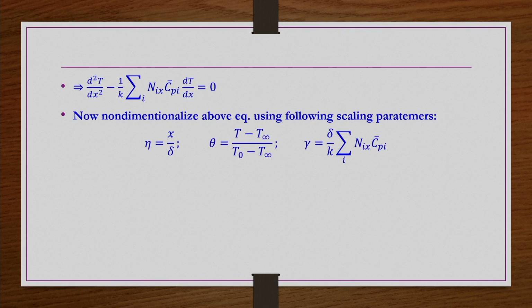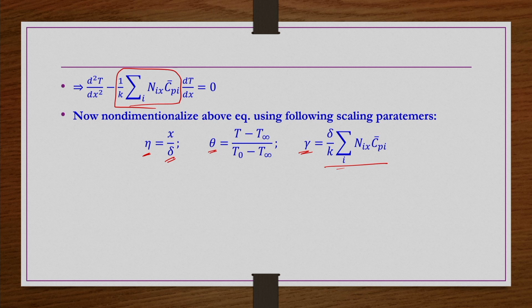Now, we non-dimensionalize the above equation using the following parameters, for simplicity of integration only. We write x/δ as η, and (T − T∞)/(T0 − T∞) as θ, and δ/k Σ N_ix C̄_pi, which is a constant, we write as γ. This is all constant because N_ix is constant throughout the film, as mentioned, and these constants are known, as also mentioned. So in this relation, except for ∂T/∂x, whatever else is there is entirely a constant.